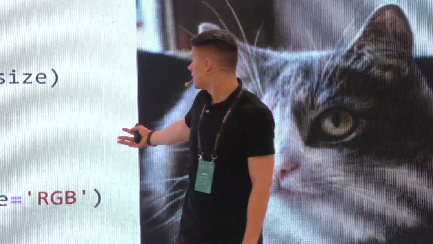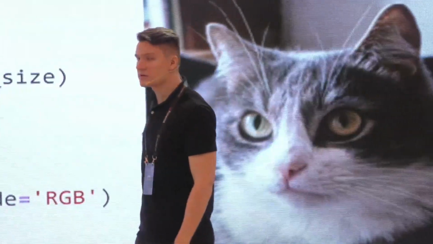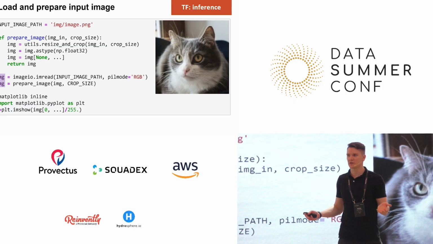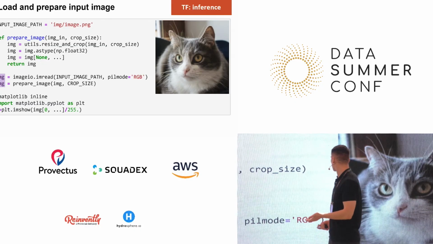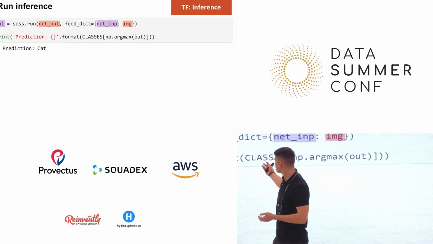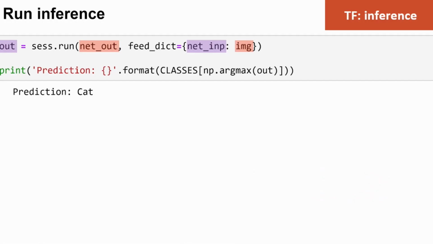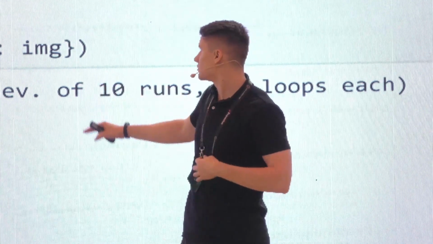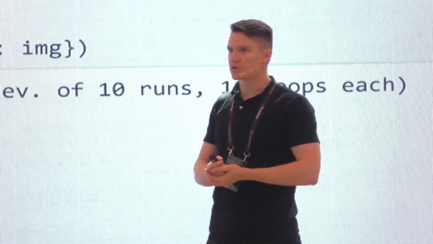Load some image. By the way, this is an image of my mother's cat. Once she told me, why do you use images of some random cats from the internet? Why don't you put an image of my own cat there? So here we go. We load our image and do this simple inferencing, and that's it, the cat. And the performance is 5 milliseconds on one image. Pretty good, but we can actually increase that.